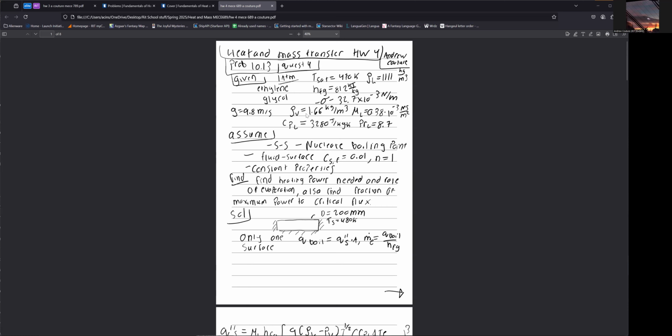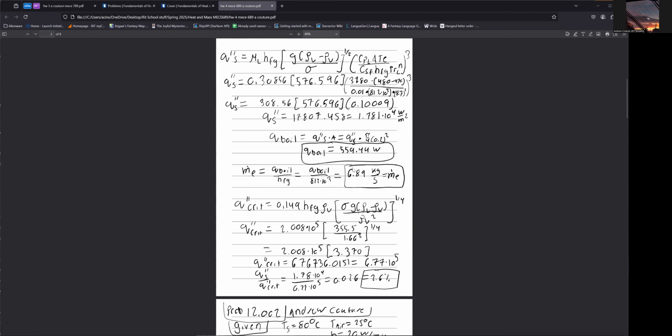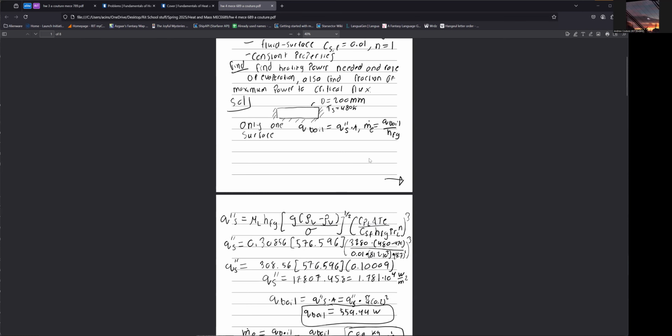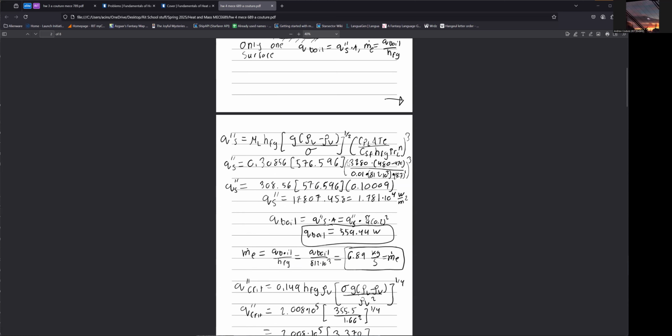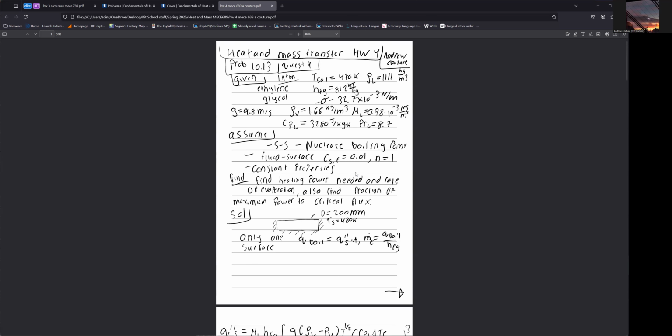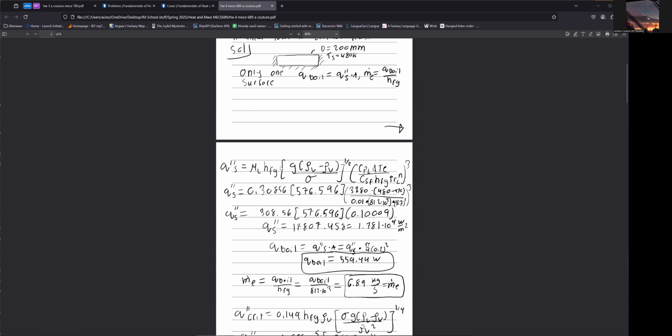Well, it's the temperature of the surface minus the saturation point of the fluid. And then times the Prandtl number, heat of fusion, and the C_sf of the fluid, basically. And then you multiply that by mu_l and the heat of fusion yet again. And the value you get out of this is 1.78 times 10 to the fourth watts per meter squared.